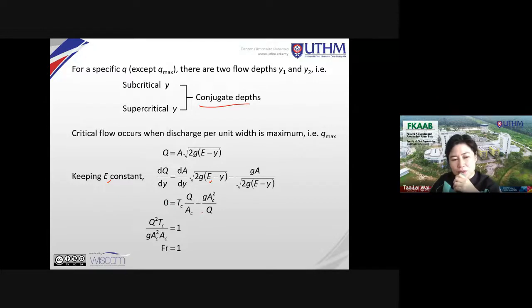So setting it to 0, you are going to have rearranging. Basically, this equals to this. And then you rearrange this expression here. You are going to get Q squared T divided by g A cubed equals to 1. It's the same thing, this you set equals to T. This expression is actually similar to the one we had previously. So Froude number equals to 1. We can show that as well in this case.